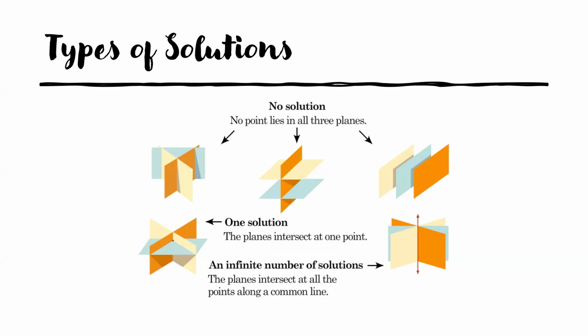When you have planes, if it occurs where no point lies in all 3 planes, that's a no solution situation. Okay. If they all perfectly intersect at the same point, the point lies on all 3 planes, then there's one solution. And there's an infinite number of solutions if the planes intersect all at the points along a common line.